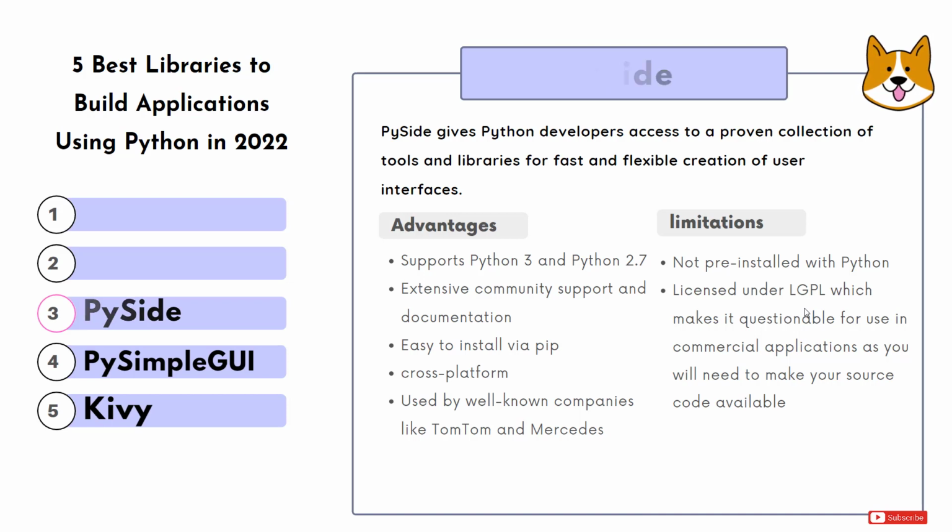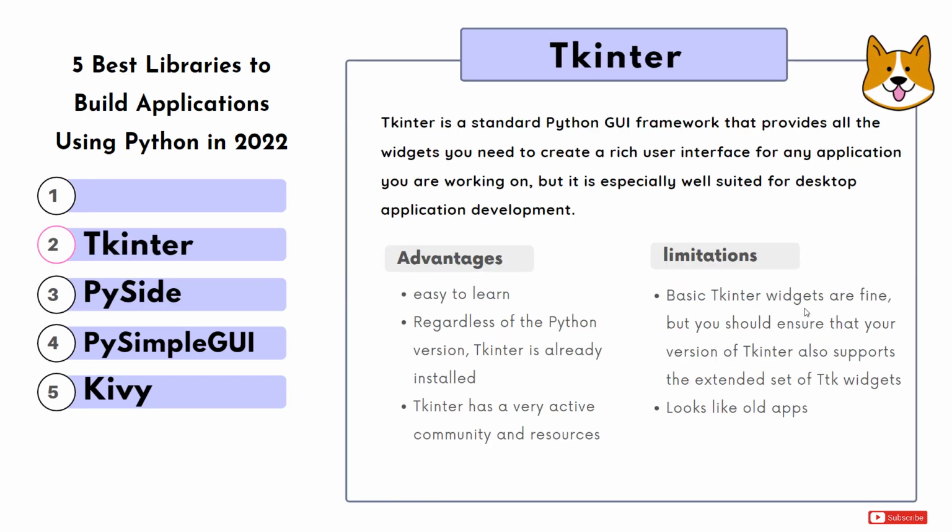So here we have my favorite GUI framework, which is Tkinter. I personally loved it a lot because after learning it, I understood how easy it is to manage Tkinter. So Tkinter is actually a Python GUI framework that provides all the widgets you need, and you can create a rich user interface for any application you're working on. But it is especially well suited for desktop applications. You can just build desktop applications using Tkinter.